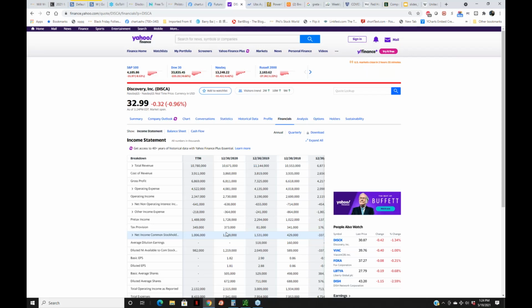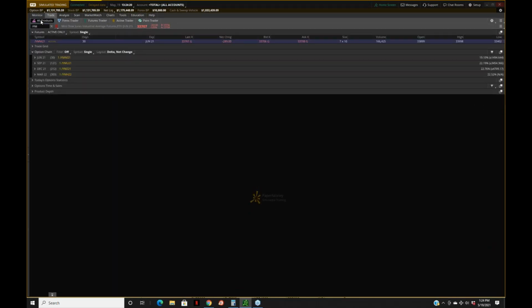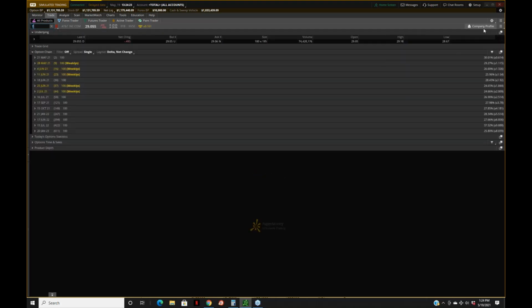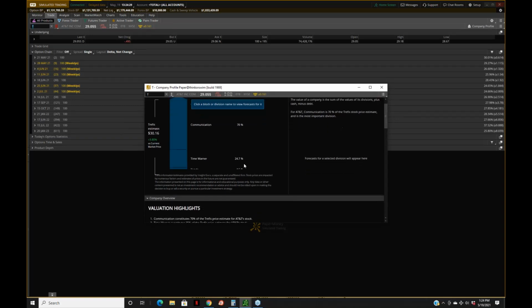So they gained 70% of $1 billion in profit against whatever portion Time Warner is for AT&T, and we can find that out hopefully, because probably AT&T has a profile. There's their profile. All right, there's Time Warner. There you go, very good. So 24% of AT&T's money comes from Time Warner. All right, so now we have some clues. 24% of their money comes from Time Warner.